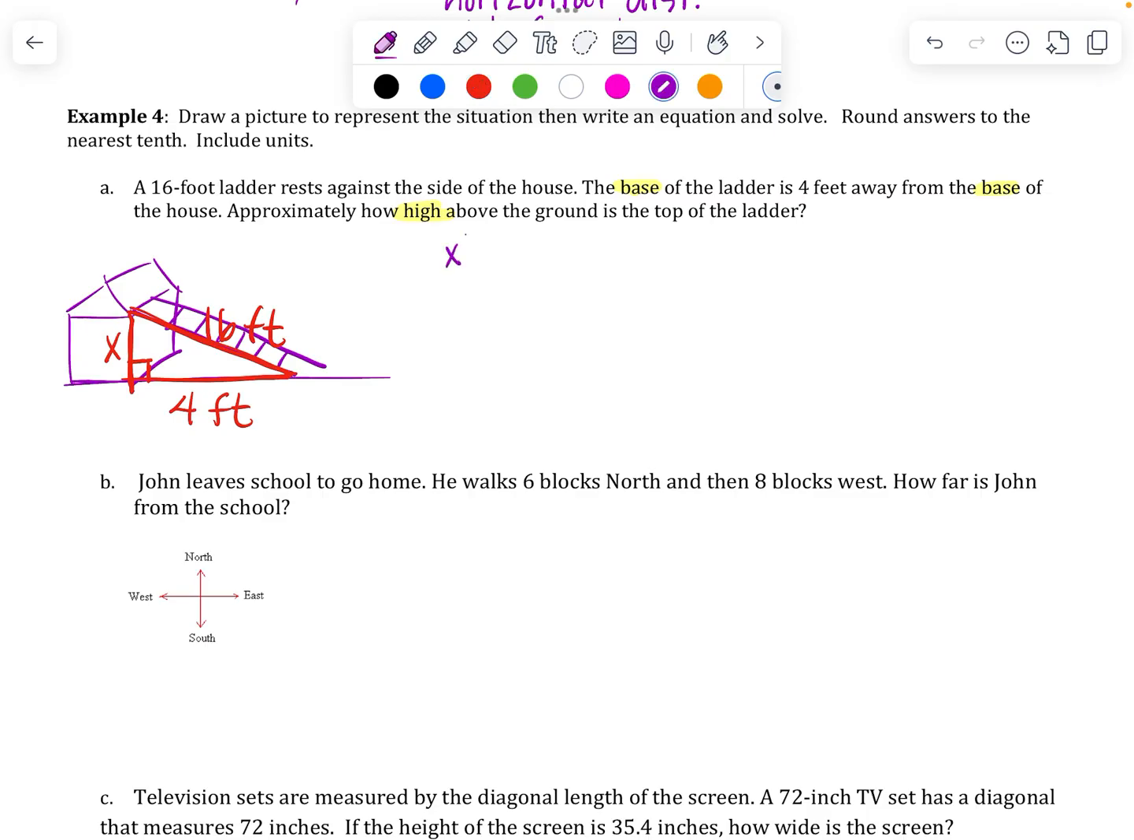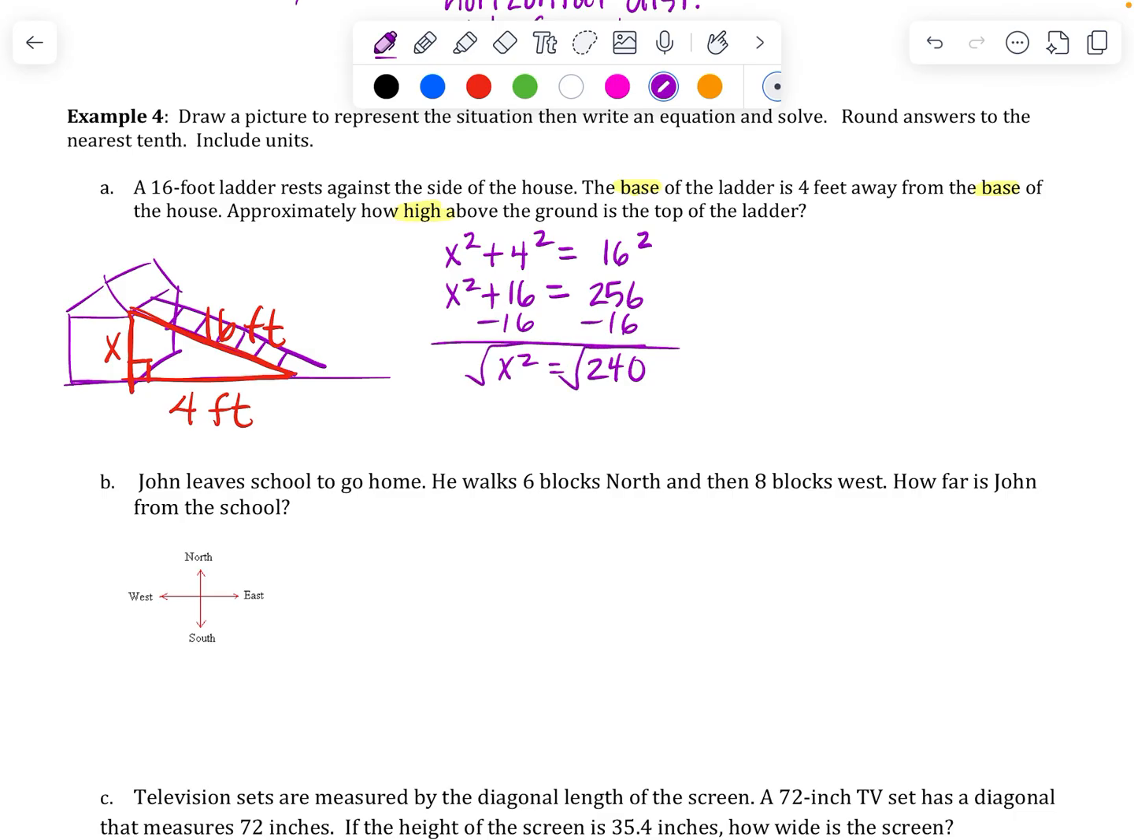So if we apply the Pythagorean theorem correctly, we would go leg squared plus leg squared. So x squared plus 4 squared equals hypotenuse squared, which is 16 squared. That would be x squared plus 16 equals 256. If you subtract 16 from both sides, you would have x squared equals 240.